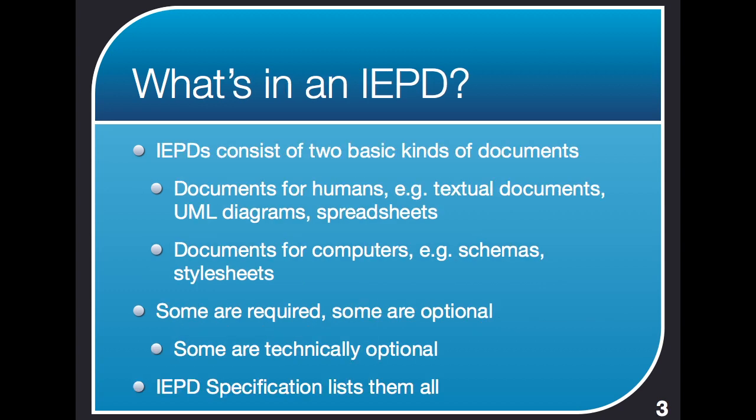So what actually goes into an IEPD? Well, an IEPD is really just a collection of documents. Now, those documents come in two types. Some of the documents are designed for human consumption. Things like textual documents, that would be kind of general documentation, maybe memorandum of understanding, other kinds of things like that. Maybe statutes that are involved that allow you to do a certain exchange, things like that.